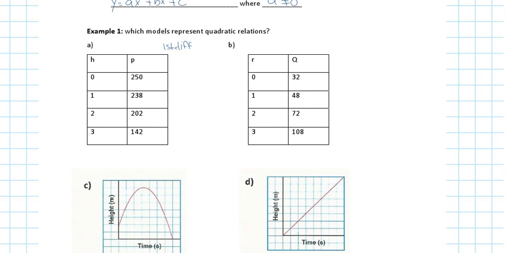To do the first difference, I have to do y2 take away y1. So 238 take away 250, that's negative 12. 202 take away 238, that's negative 36. 142 take away 202, that is negative 60. So obviously my first difference is not constant, right? So I have to look at the second difference.